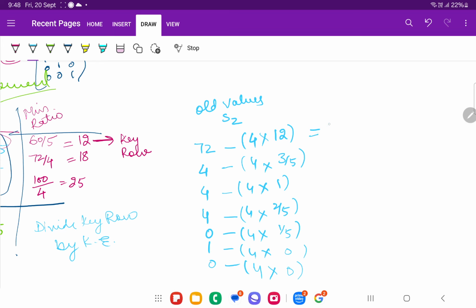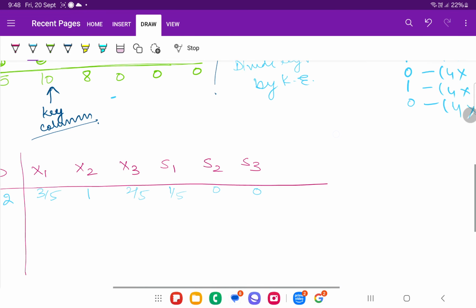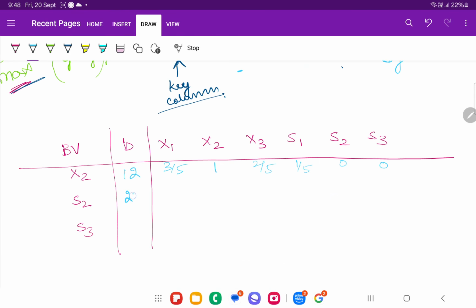So when I calculate this, this is going to be 24, this is going to be 8 by 5, this is going to be 0, this is going to be 12 by 5, this is going to be minus 4 by 5, this is going to be 1 and this is going to be 0. So I'll write them down in the table: 24, 8 by 5, 0, 12 by 5, minus 4 by 5, 1 and 0.